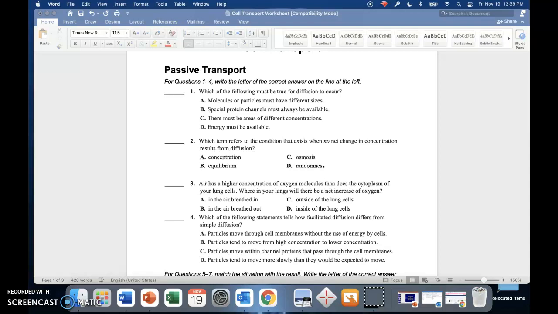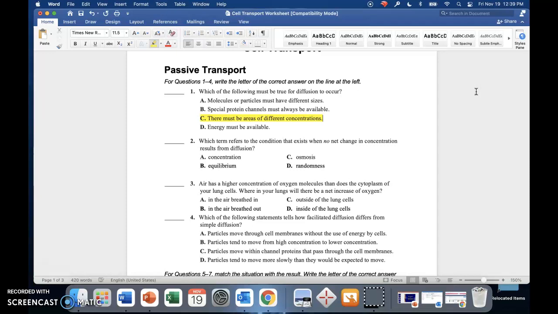And when we talk about more or less, we're talking about the concentration. So the correct answer, and I'm just going to highlight this, is C. There must be areas of different concentrations. And as I said, in diffusion and passive transport, it always is going to move from where there's more of it, higher concentration, to where there's less of it, lower concentration.